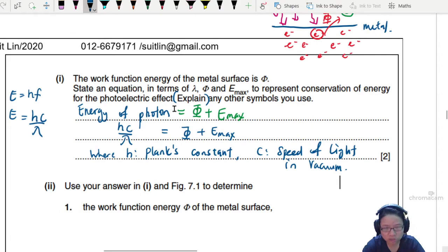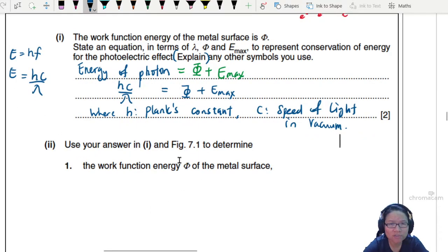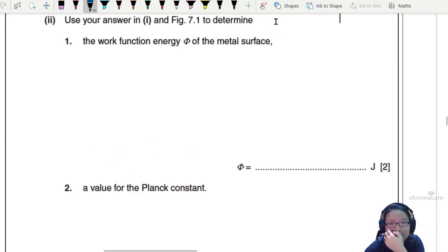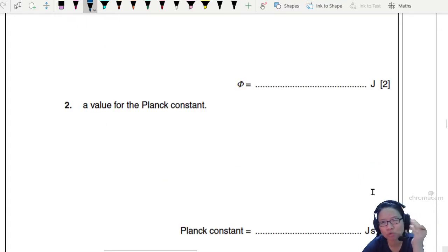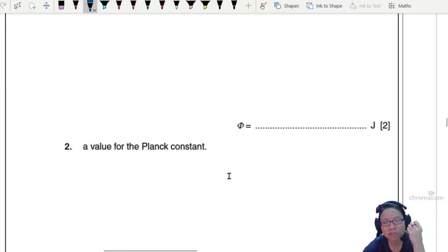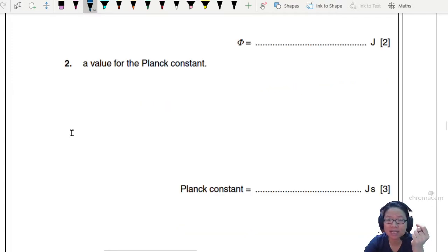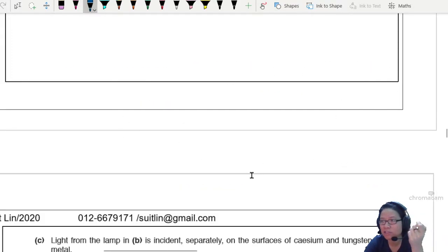Anyway, using this equation and the graph, determine the work function energy of the metal surface and a value for the Planck's constant. So you cannot use the Planck constant in part 1 of the calculation. In fact, they won't allow marks. I think they will only give you like 2 out of 5 marks because this entire part is 5 marks, 2 plus 3. So please read the whole question and understand that if they want you to calculate the Planck constant here, even though you can flip to the front of the paper and find the value of the Planck constant, you are not allowed to use it until you find the Planck constant, and then the question is also finished already.